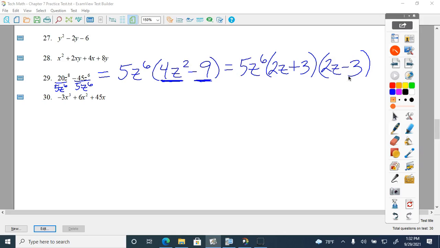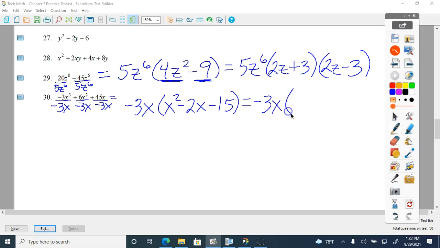And last but not least, the common factor in this one would be negative 3x. So we divide everything by negative 3x. Those cancel. We're left with x squared minus 2x minus 15. And we factor one more time. Negative 3x. What two numbers multiply to be negative 15 and add up to negative 2? That is x minus 5 and x plus 3.